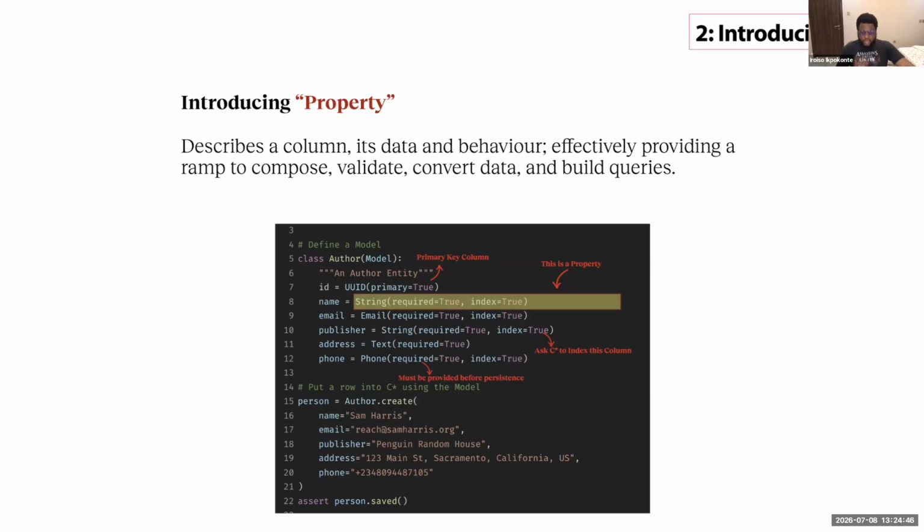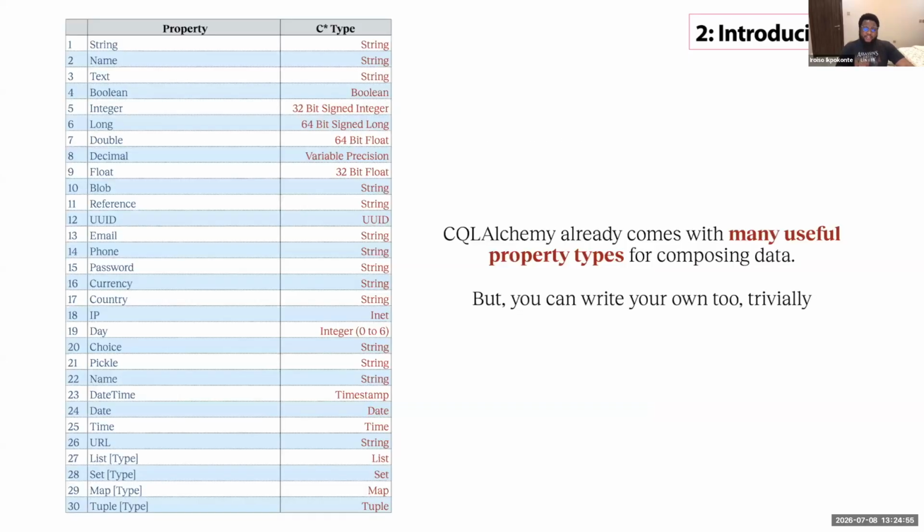I think it's pretty obvious what it should do. We have a long list of properties. I think there are over 30 of them that do different things. You've got strings, email, password, currency, all the stuff that you need to build an app on a day-to-day basis.